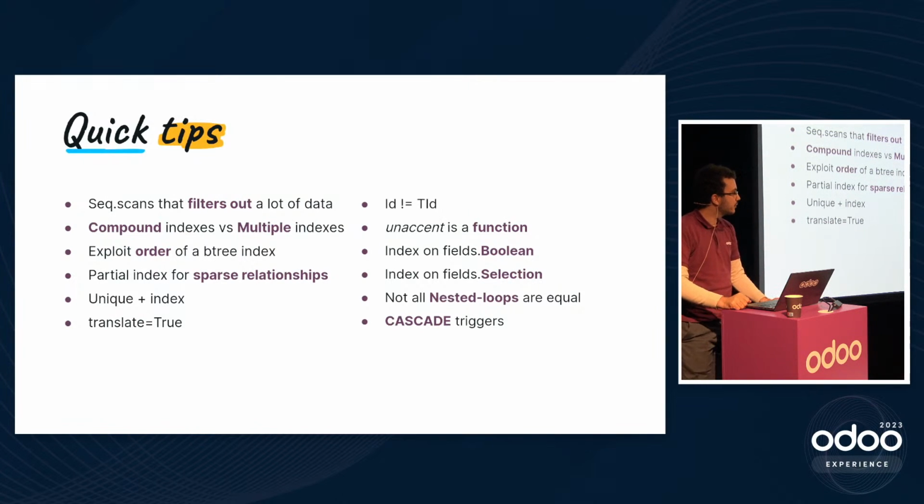Not all nested loops are equal. The nested loop is a type of join. This is the default join in PostgreSQL. When you have multiple tables, you try to join them, and it's a nested loop. It's like two for loops: for each row in one table, I match the fields of the other tables. This is usually the default one and also the slowest one.